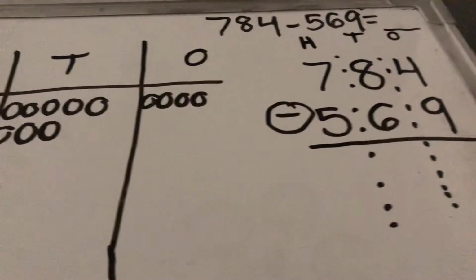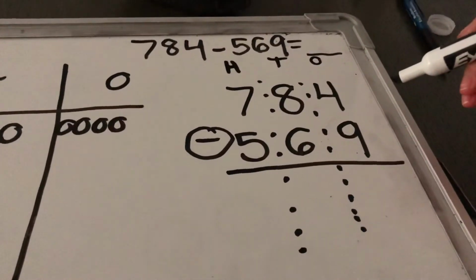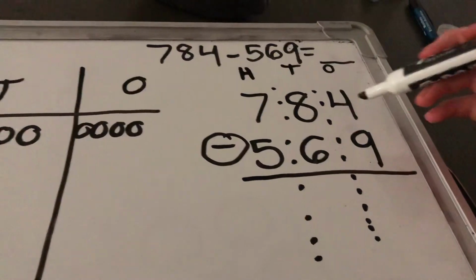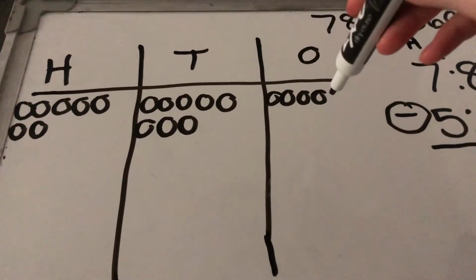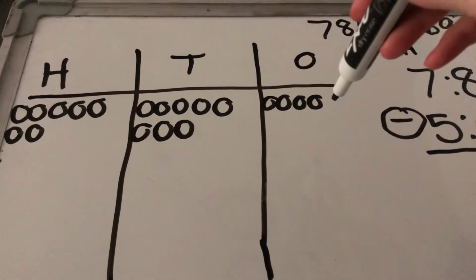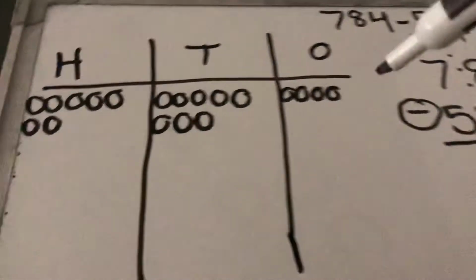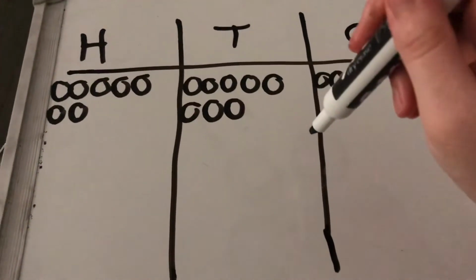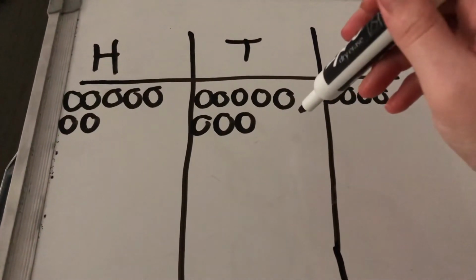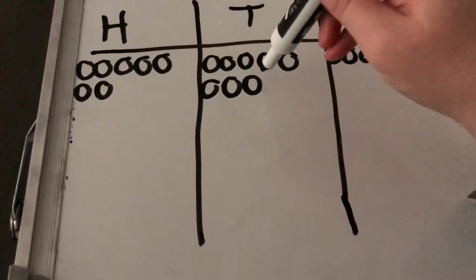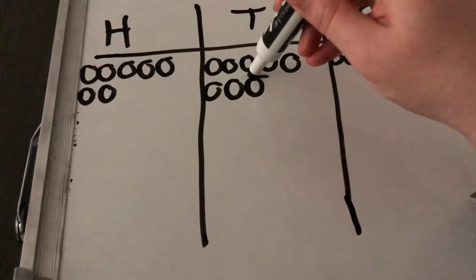We begin with our ones place. Our ones place tells us 4 minus 9. But when I go here, we can't do 4 minus 9. So we need to regroup. Okay? So I go over to our tens place and I ask if we can have a group of 10 so we can have more ones.